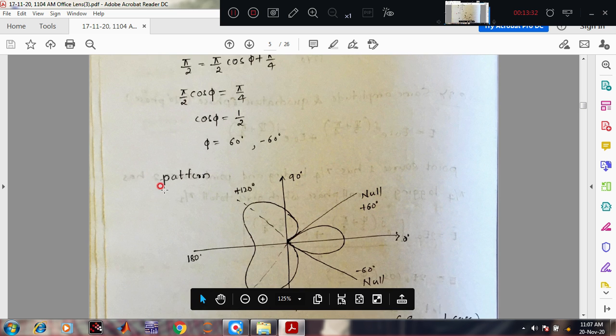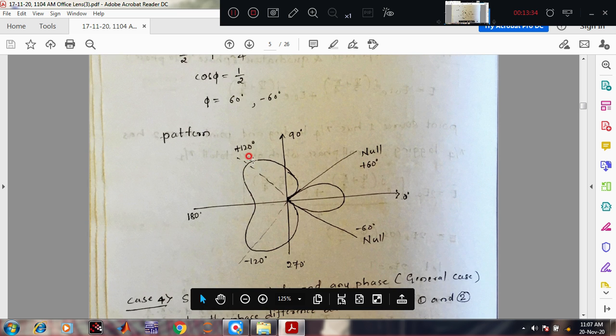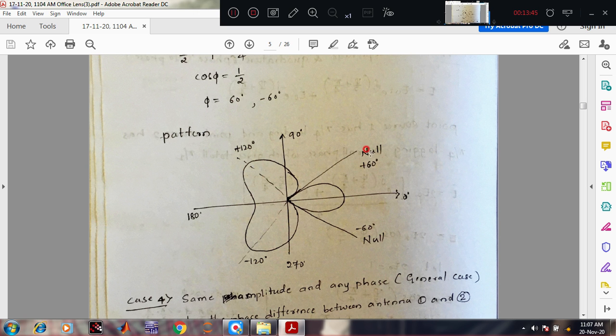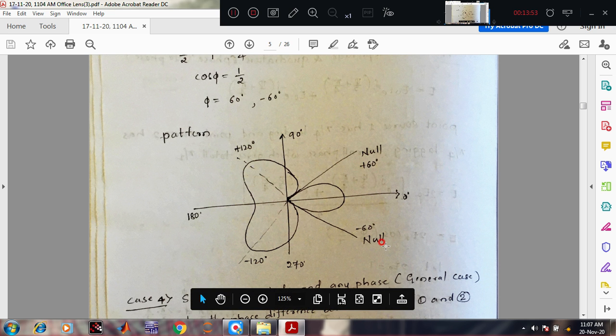So therefore the pattern, it looks like, see, the field will be maximum at 120 degree and minus 120 degree, and minimum, that is what? Nulls. These are called nulls, where the field will be very minimum. So those are called nulls. So the angle is what? 60 degree, minus 60 degree. So this is all about the field pattern.